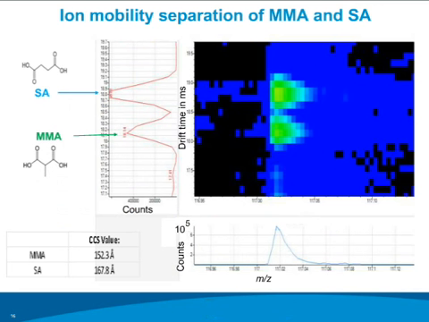Okay, here's another example of 2 small molecules. In this case, it's methylmalonic acid and succinic acid. Again, these are isomers, so they have the exact same mass. And we can separate these in mobility space here. Again, about a millisecond, very nice separation. The mass spectrum here for both of these 2 species is identical, and you can see there in the bottom, we get one single peak at the molecular weight for these 2 species.